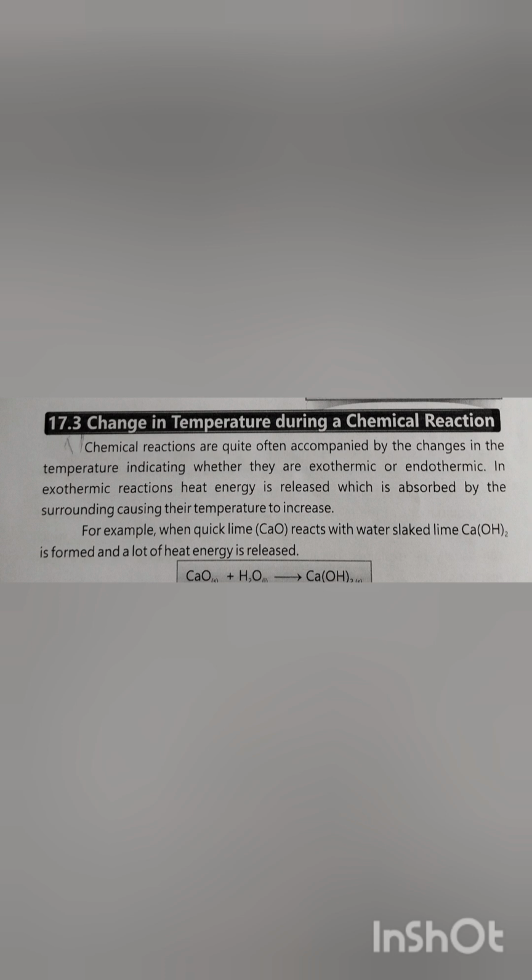Let's see a real world example: the reaction of quicklime with water. When quicklime reacts with water, slaked lime is formed and a massive amount of heat energy is released. The chemical equation will be quicklime plus water converted into slaked lime plus heat.